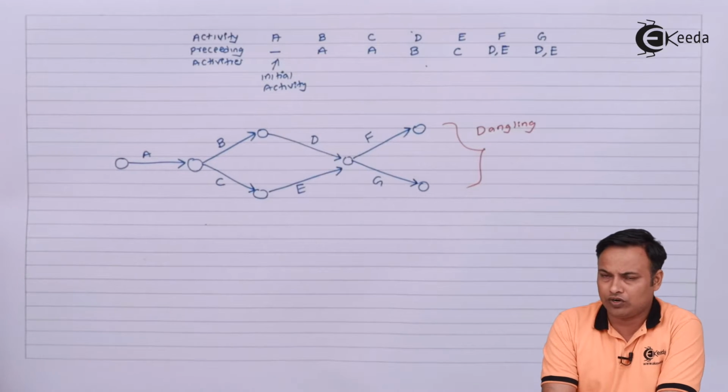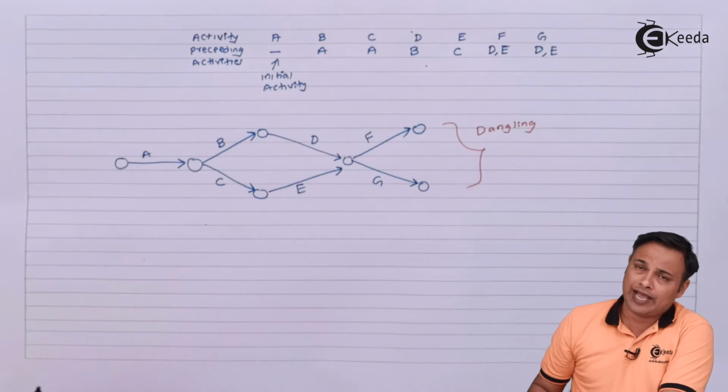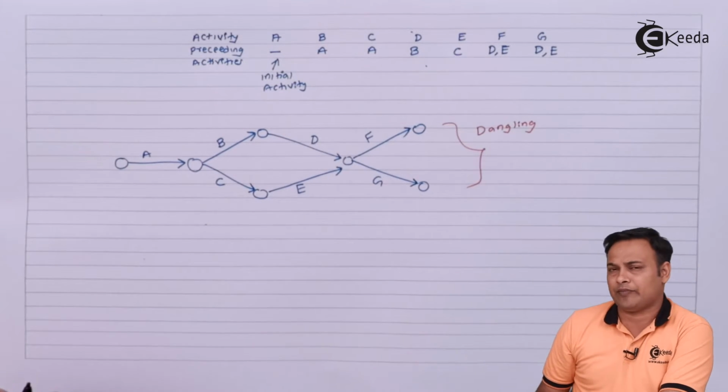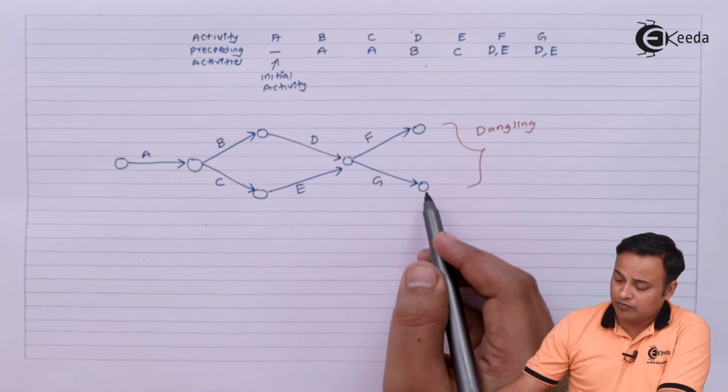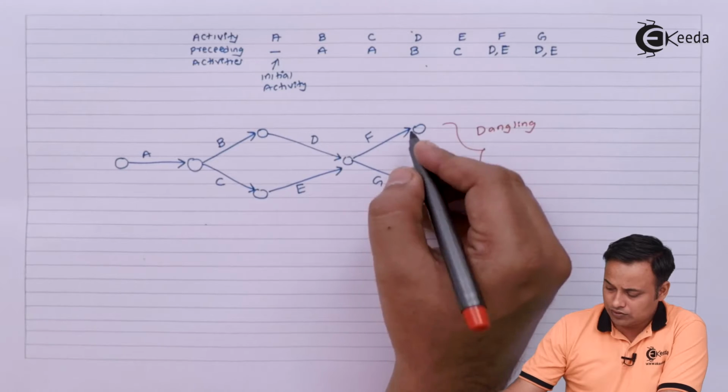Therefore what I will do, I will add a dummy activity here just to complete and get a single endpoint. Now the dummy can be from F to G or it can be from G to F, as you wish.